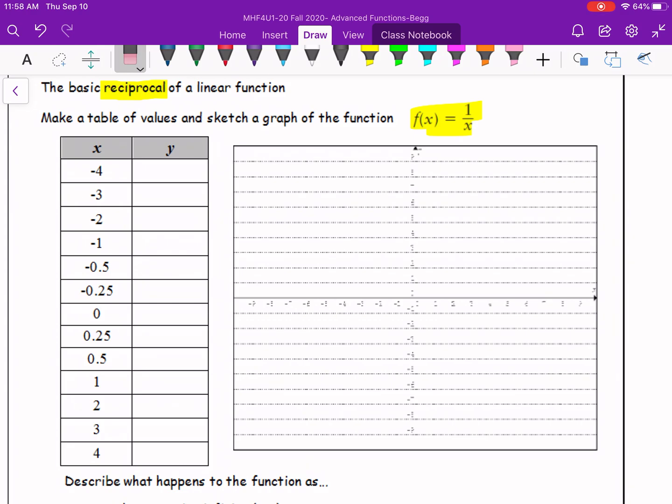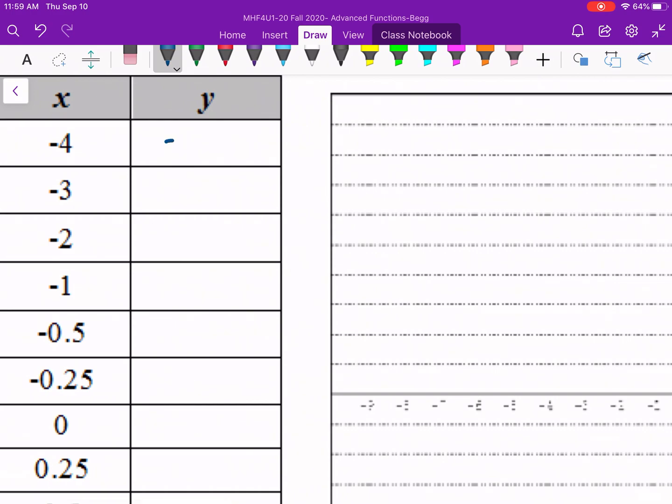Let's see what it looks like. So it's easy to make a table of values. For this, all we do is we plug in the x value into the equation. And so if I put negative 4 in for the first one, then I get negative 1 over 4. And I'm not going to worry about where I put the negative sign. I just stick it out front.